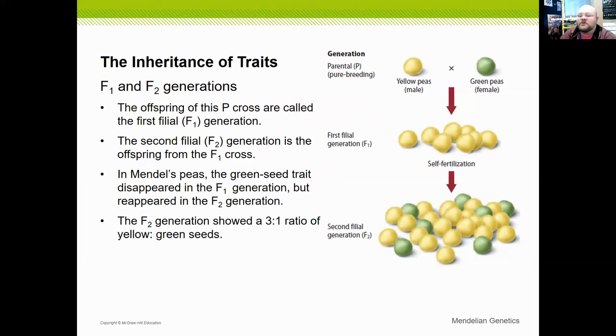And in Mendel's peas, the green seed trait disappeared in the F1 generation, but reappeared in the F2 generation. So the F2 generation showed a ratio of 3-to-1 yellow to green seeds. So he noticed the first time the yellow and green bred together, only yellow came out of it. But then when he crossbred the yellow ones from that second generation, yellow and then some green appeared again. So he started to think, what happened? He only crossed yellow together, so why are there green? And that's what led to the next big question for him.